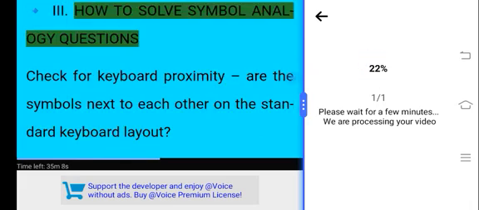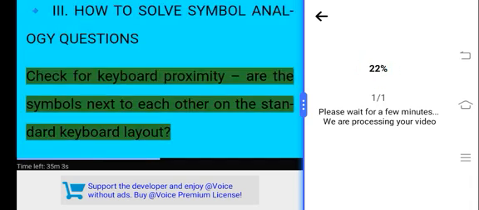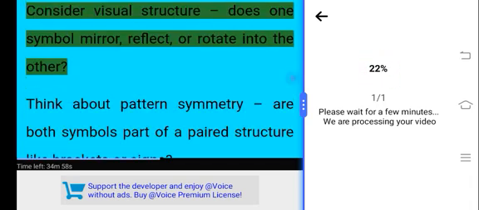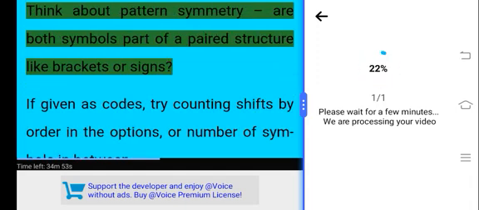3. How to solve symbol analogy questions. Check for keyboard proximity. Are the symbols next to each other on the standard keyboard layout? Consider visual structure. Does one symbol mirror, reflect, or rotate into the other? Think about pattern symmetry, or both symbols part of a paired structure like brackets or signs.